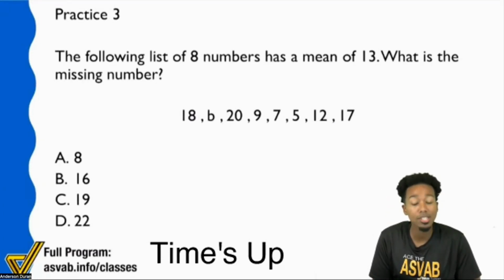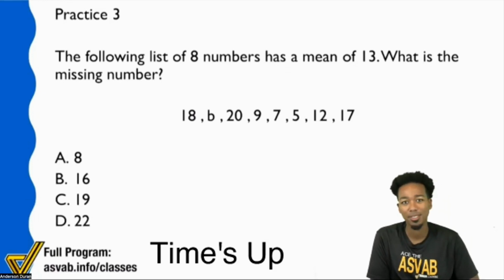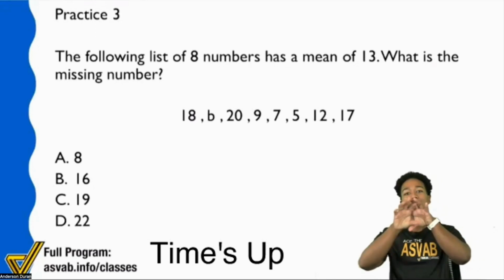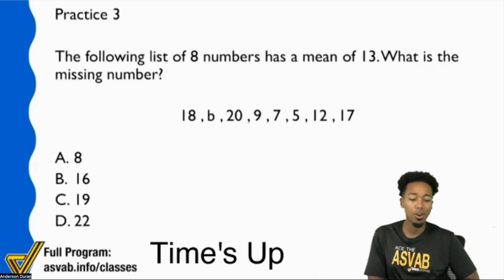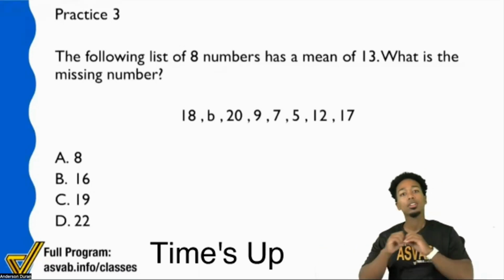So the mean is 13. So 9 would go on the left, right? 9 would go on the left because you have 13 and 9 is less than the 13. So yeah, for the scale, all the numbers that are less go on the left, more on the right.